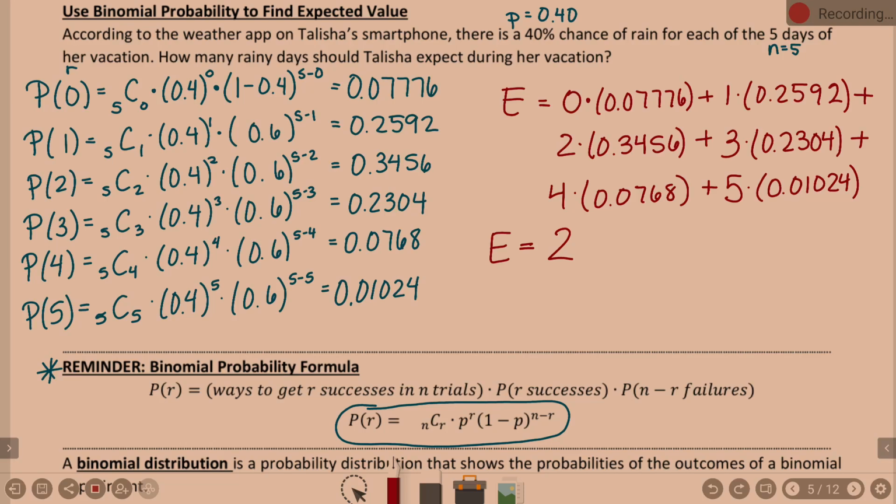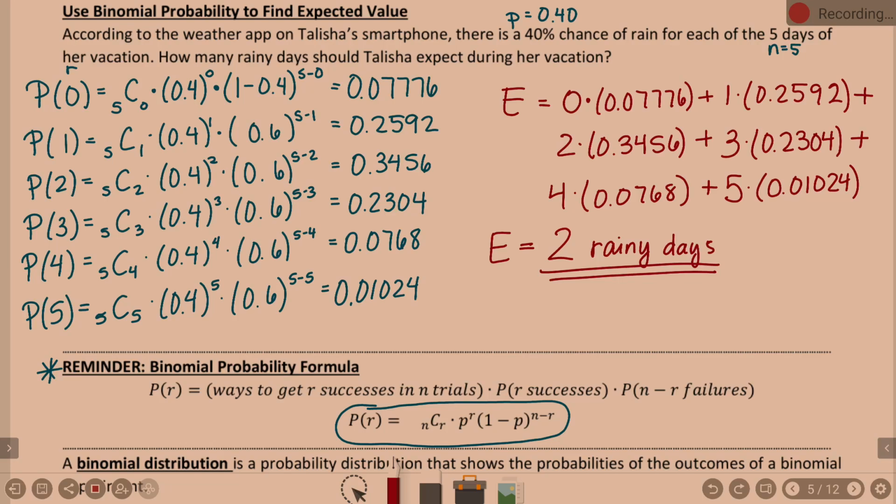Okay, so how many rainy days can she expect during her vacation? 2. Hopefully she'll get lucky and have 0, but you know. Okay, so this is how binomial probability combines with expected value. Okay? Questions I can answer here. This is where you're thankful for the formula, right? And thankful for calculators.